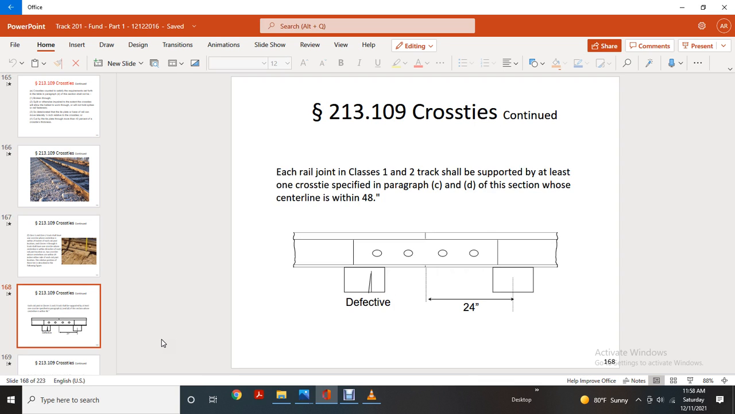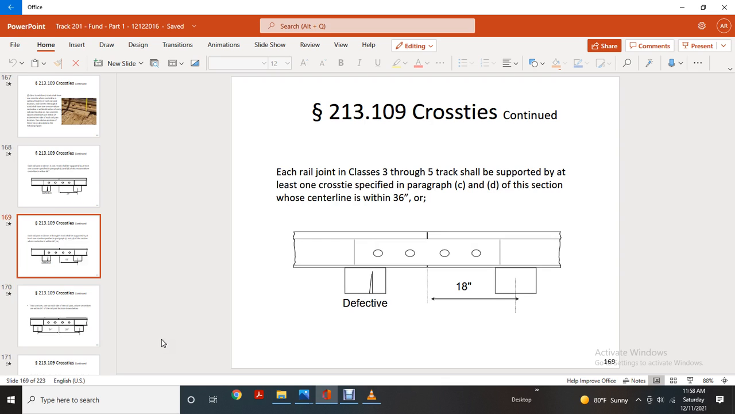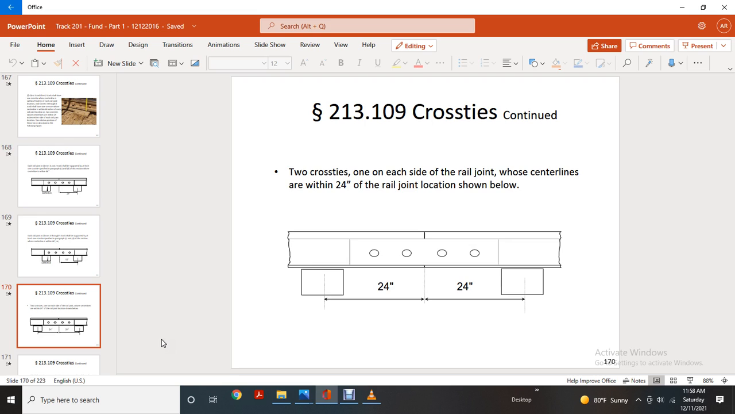Each rail joint in Class 1 and Class 2 track shall be supported by at least one cross tie specified in paragraph C or D of this section, whose center line is within 48 inches. Defective, 24 inches. Each rail joint in Class 3 to 5 track shall be supported by at least one cross tie specified in paragraph C or D, whose center line is within 36 inches. Effective, 18 inches. Two cross ties, one on each side of the rail joint, whose center lines are within 24 inches of the rail joint location, shall be as shown below.